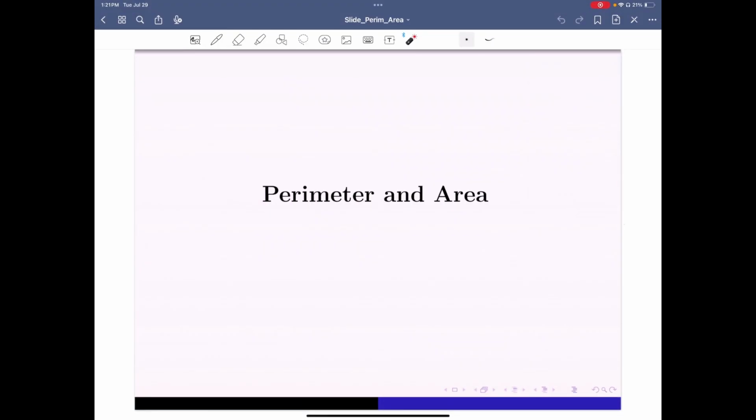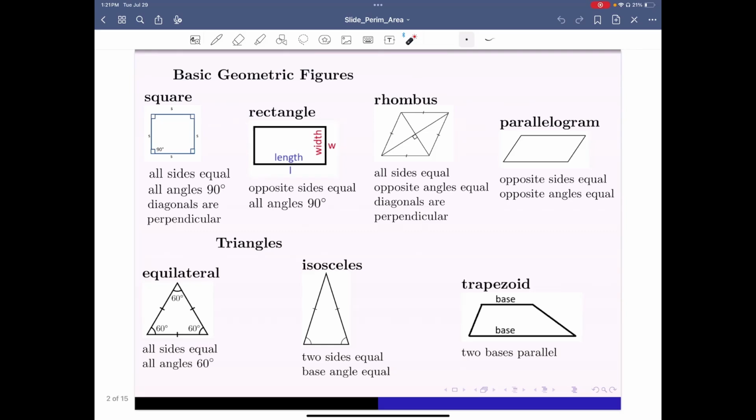Perimeter and area. Basic geometric figures. So we have a square. A square has all equal sides, all angles are 90 degrees, and the diagonals are perpendicular. So if we draw diagonals, they would be perpendicular.